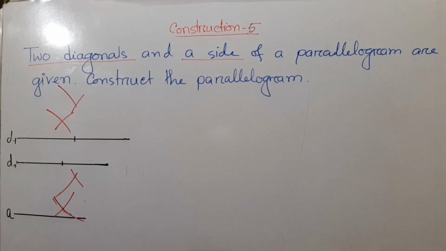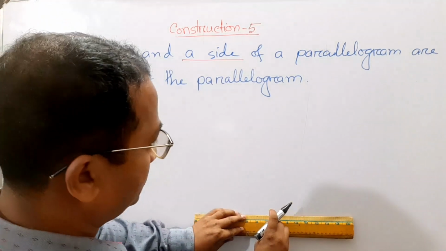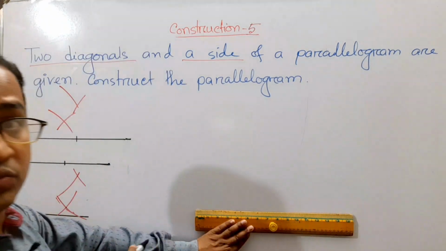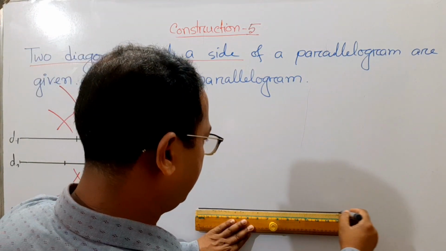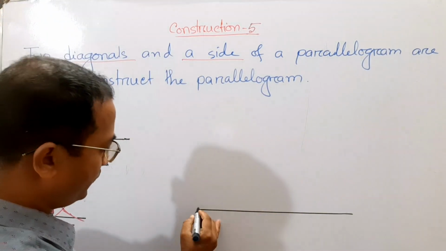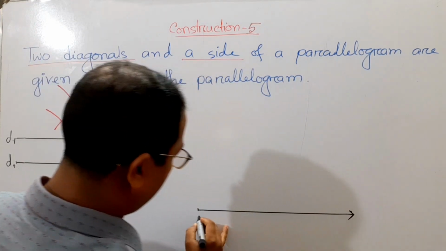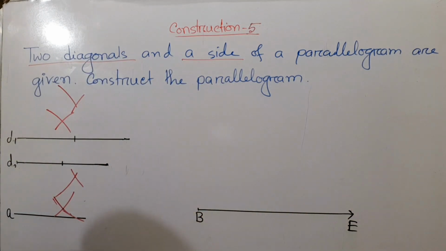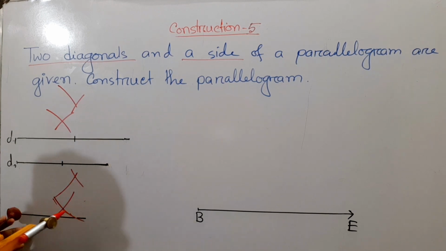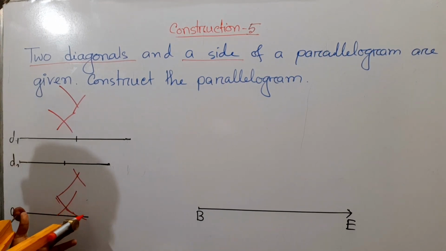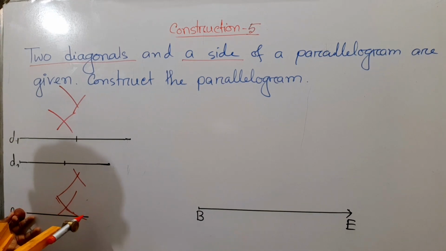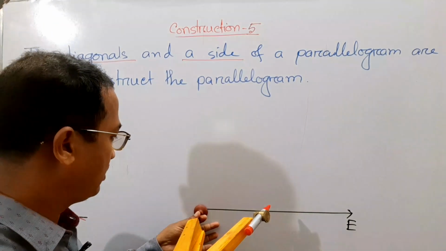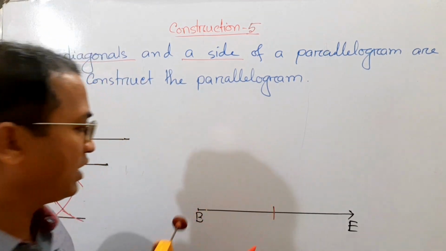Now we will draw and we will take a ray. Say this is a ray BE. From the ray BE, we will take BC is equal to side A. So measure the side A and cut it from BE. We will get BC.